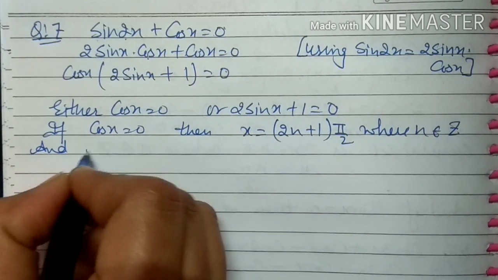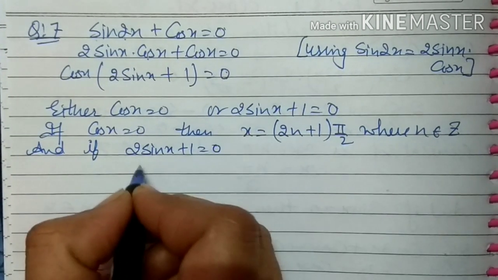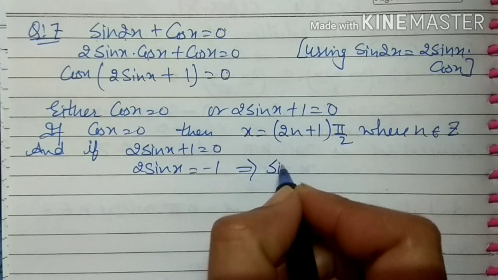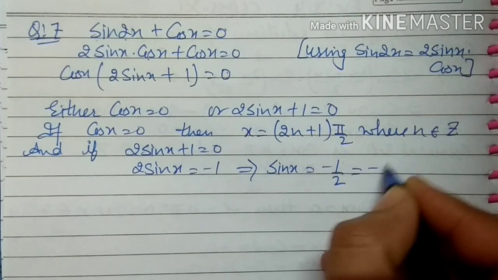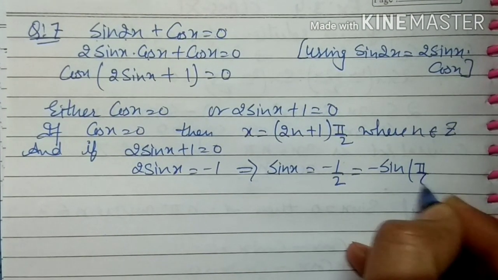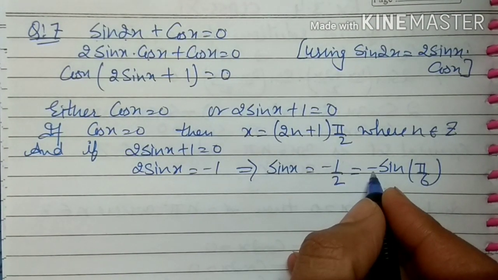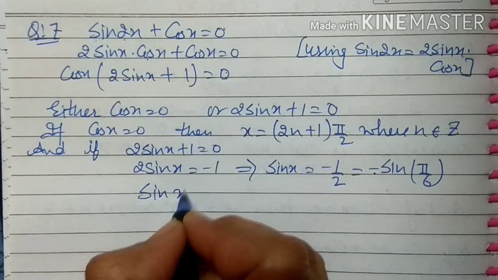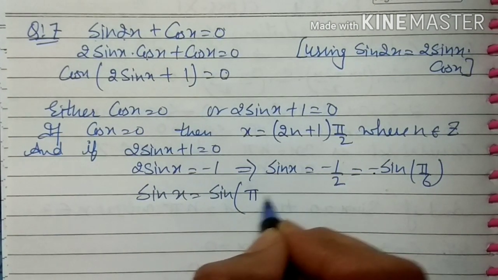And if 2 sin x plus 1 equals to 0, then 2 sin x equals to minus 1 implies sin x equals to minus 1 upon 2, और sin में 1 by 2 वैल्यू होती है pi over 6 पर, 30 डिग्री पर ये वैल्यू होता है आपके पास. This is a negative value and in the third quadrant sine is negative. You know that in the first and in the second sine is positive, but in the third quadrant sine is negative. So we get sin x equals to sine of, we are shifting this angle in the third quadrant, so we are writing here pi plus theta.